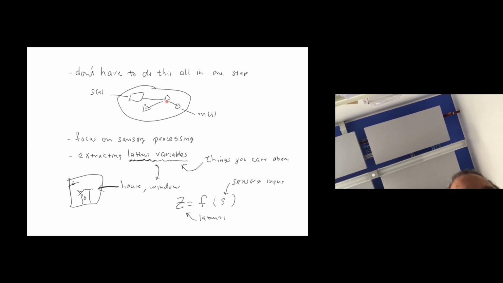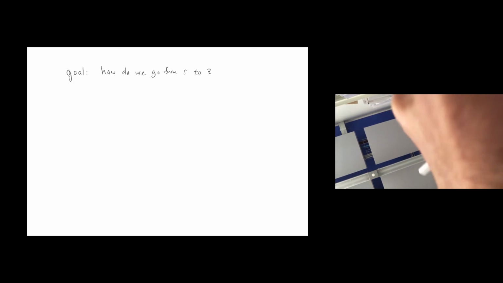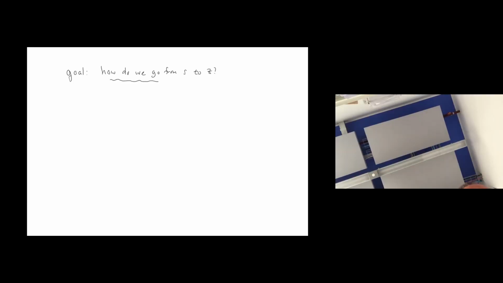And we can think of this, if S is a visual scene, as object recognition. So if we're going to focus on sensory processing, the goal is, how do we do it? How do we go from S to Z? How do we go is really, really poorly defined.